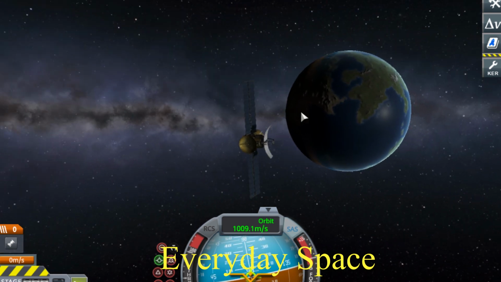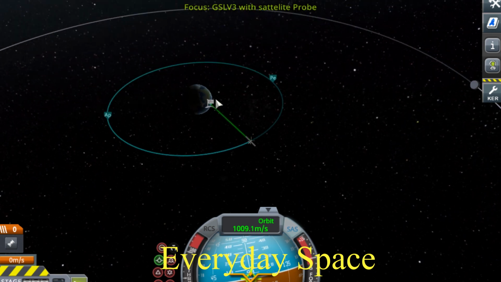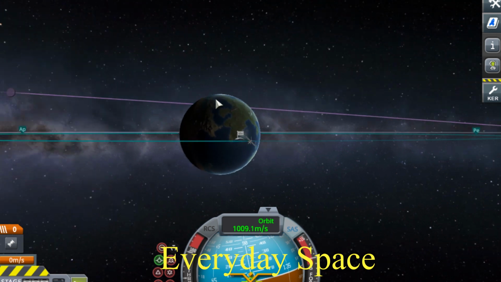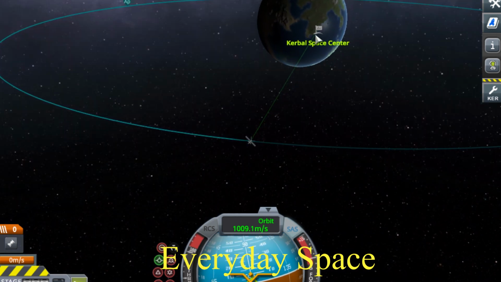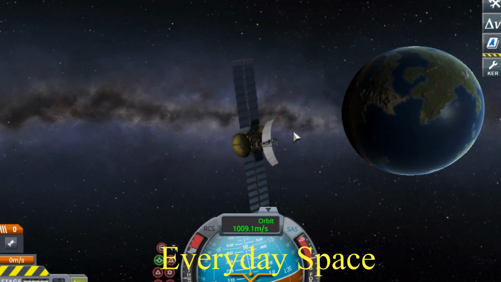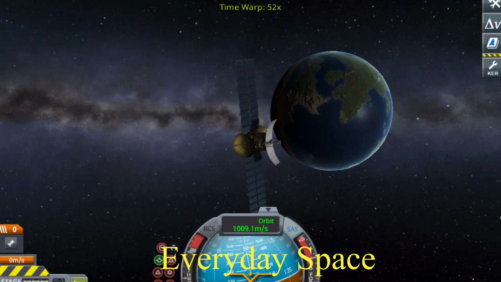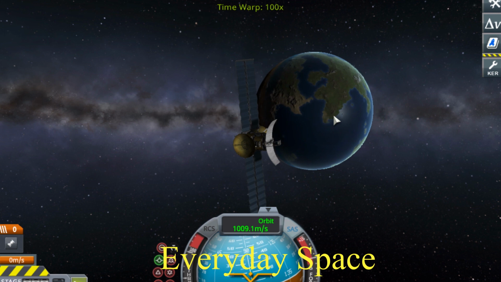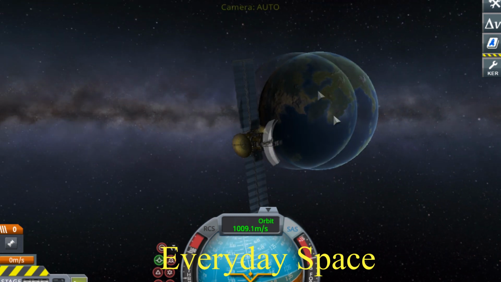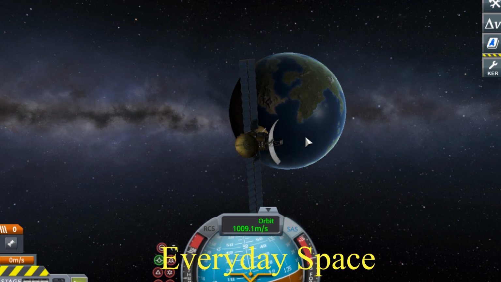So yes, as you can see there, we are now transmitting back to the site we actually launched at because we are very close to it. Yes, that's where we launched from. So the satellite will keep on going until its lifespan is over, which it will then deorbit at.